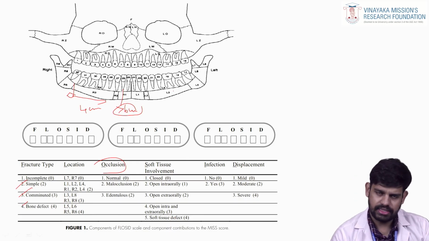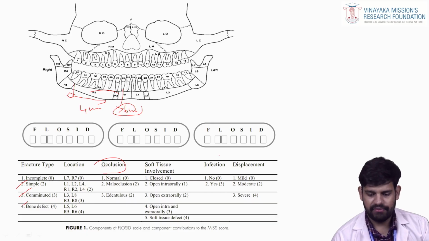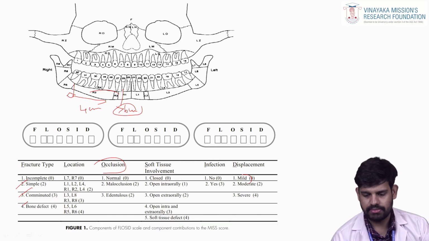When there is a high velocity RTA, along with avulsion of the bone fragment, the soft tissue will also get avulsed. At that time there will be a soft tissue defect, so we have to go for flaps to cover that area. Infection, whether infection is present or not, and displacement, as I said, vertical and horizontal favorability also we have to see. If it is minimally displaced, it is noted as mild.